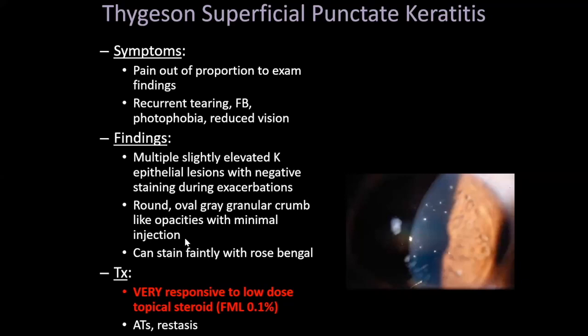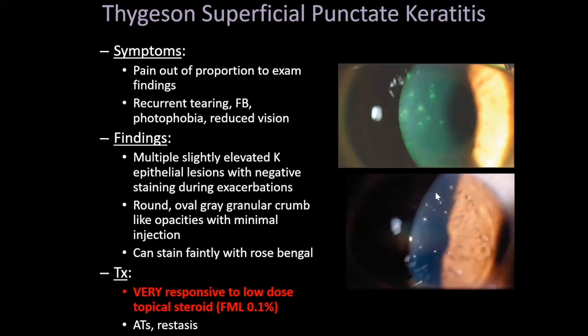The cornea is quite unhealthy, but the conjunctiva is quiet. It responds to low-dose topical steroids, artificial tears, and sometimes cyclosporine. So you can see this. You can see you have punctate lesions in the center of the cornea, both the stained ones and the unstained.